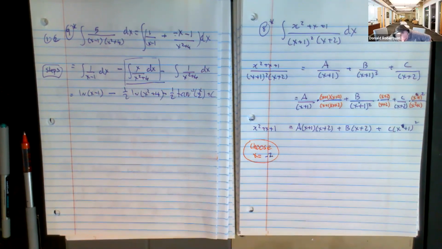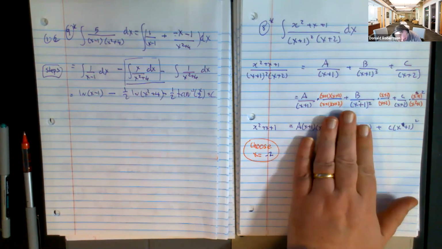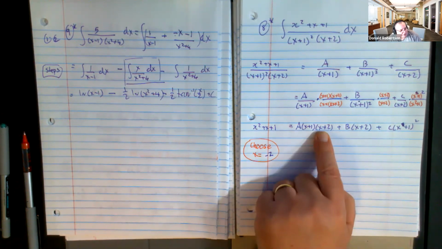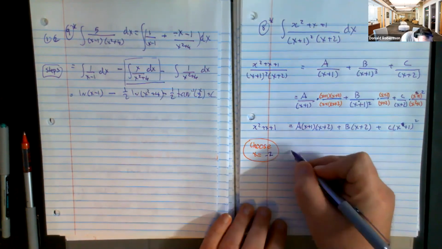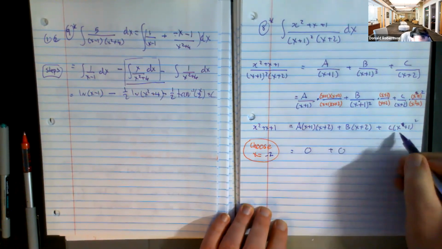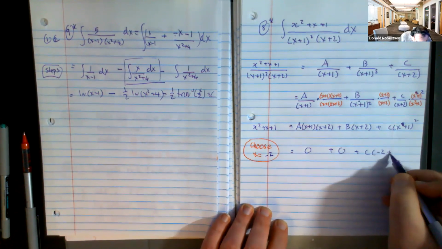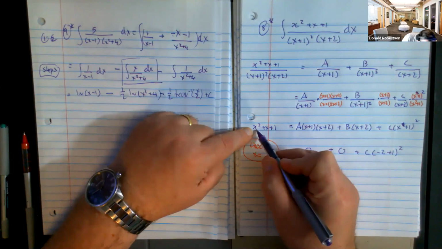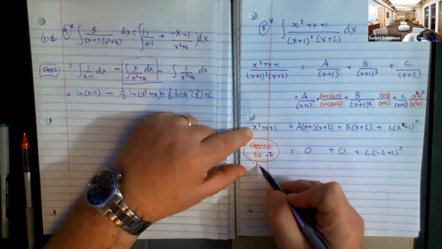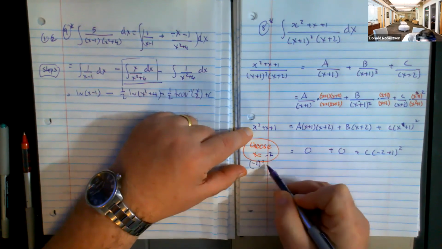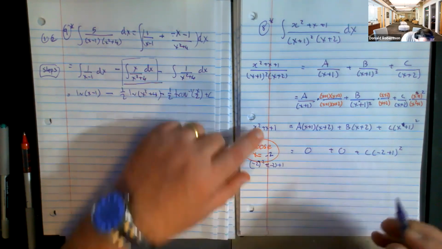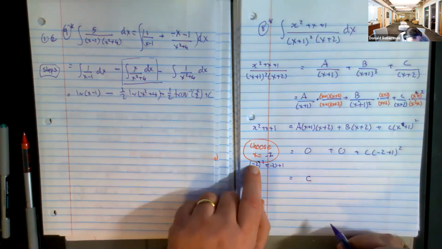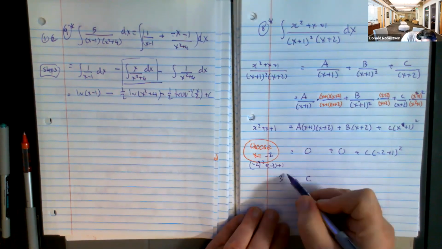And if you choose -2, doesn't it kill that guy and that guy? You agree? -2 makes this 0, makes that 0. So that means nothing plus nothing plus c times -2 add 1 squared. And on this side, if you choose -2, you get -2 squared plus a -2 add a 1. So let's see what we get here. That's -1 squared. That's c. 4 take away 2 is 2 equals 3. And I have now got my first guy.